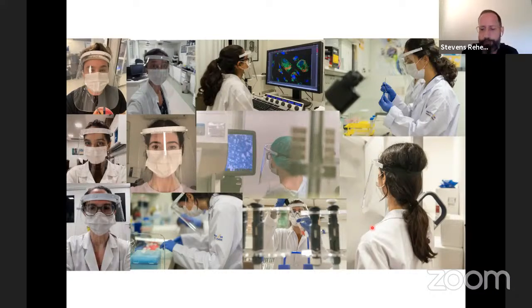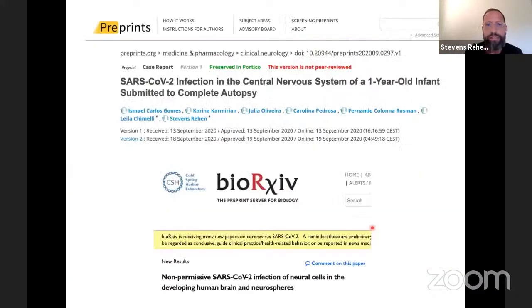I'm just going to briefly mention that we now have 2 preprints submitted as well, showing SARS-CoV-2 infection in the brain tissue of a 1-year-old child, and also trying to understand the kind of infection that's happening in the brain using neurospheres.